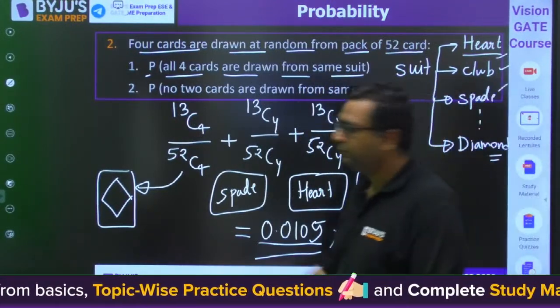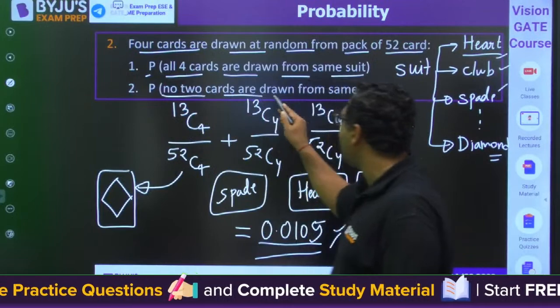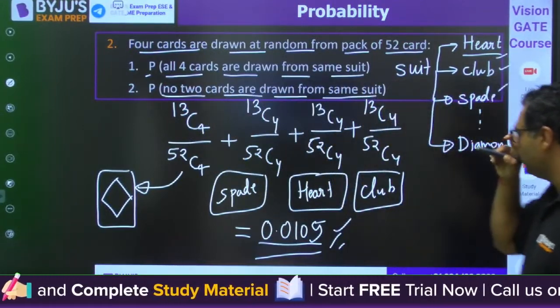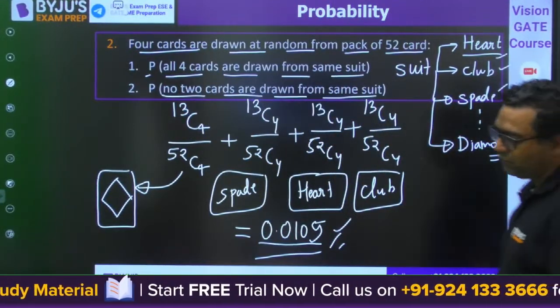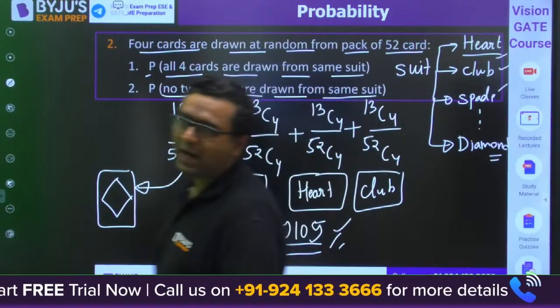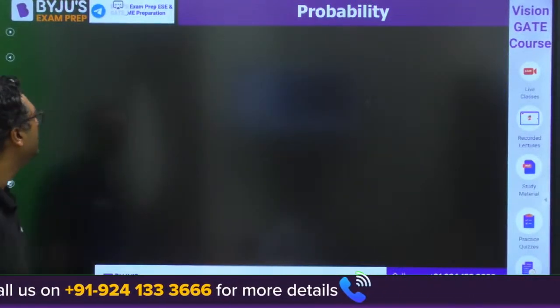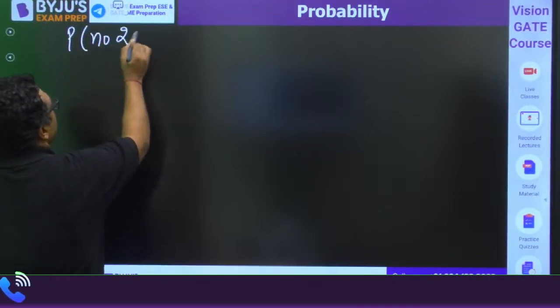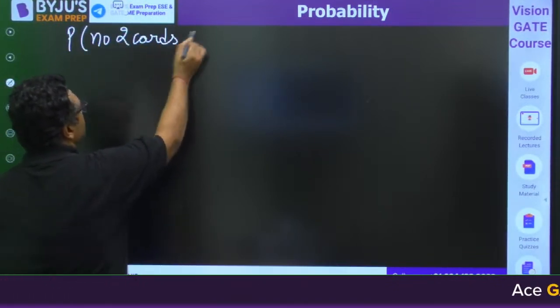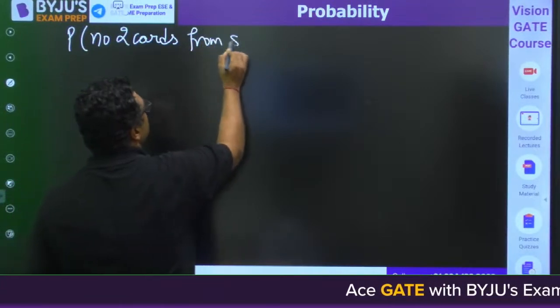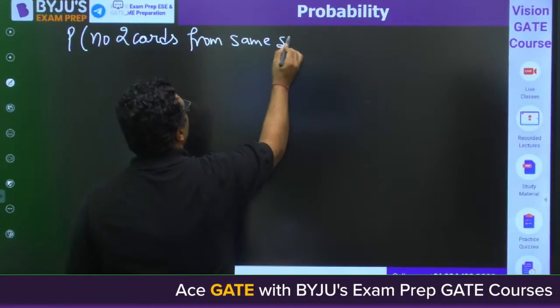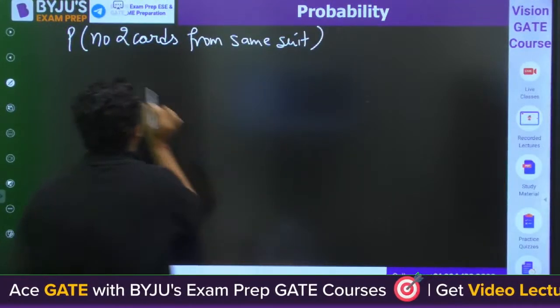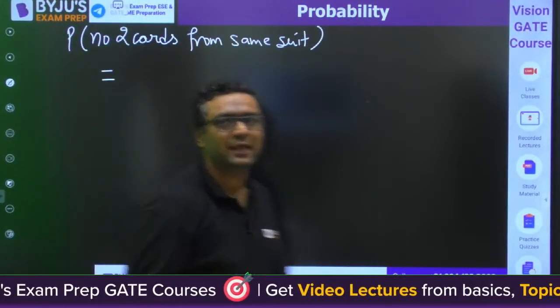Moving to the second. No 2 cards are drawn from the same suit. What is the probability of that? No 2 cards from the same suit. Today we are going to solve a wonderful type of question.